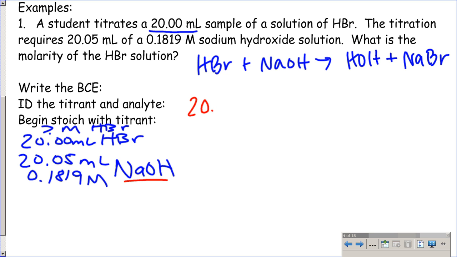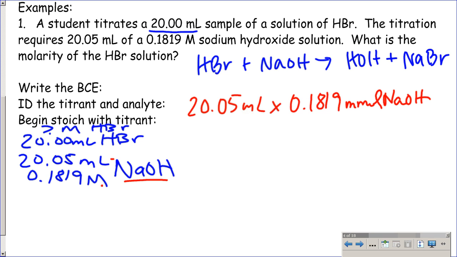So the 20.05 milliliters times its molarity. And normally molarity I would write as moles over liters, but this time I'm going to write it as millimoles. So 0.1819 millimoles of NaOH over milliliters of solution. But notice the millis and millis, they're the same as me writing moles over liters. It's just the millis can cancel. I'm just not going to cancel them yet. The ratio is the same though. The number itself does not change. So milliliters and milliliters, you see they can cancel.